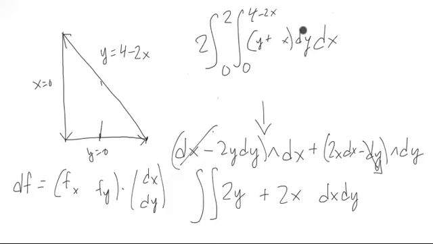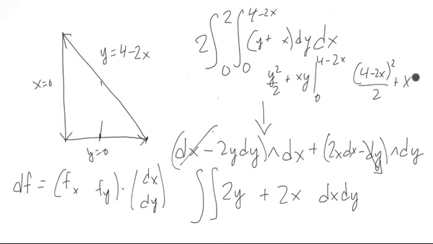So with respect to dy, this would just be y squared over 2 plus xy, going from 0 to 4 minus 2x. At 4 minus 2x, it becomes (4 minus 2x) quantity squared over 2, plus x times (4 minus 2x). So this is what the inner portion will be, and we're going to be integrating this now with respect to x.